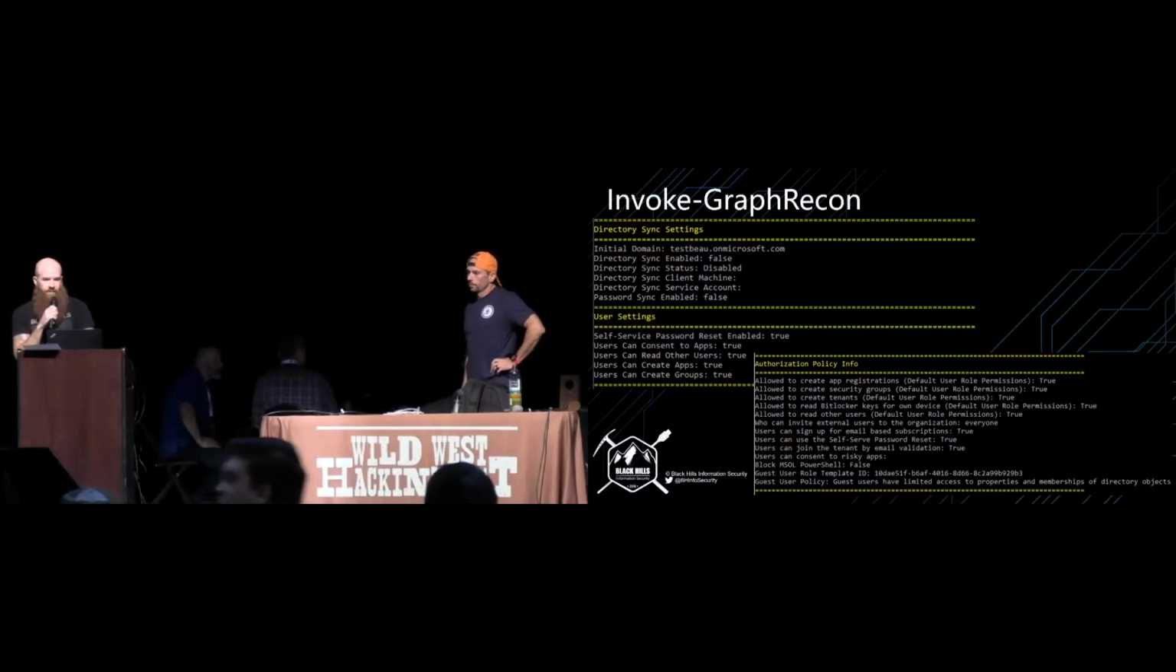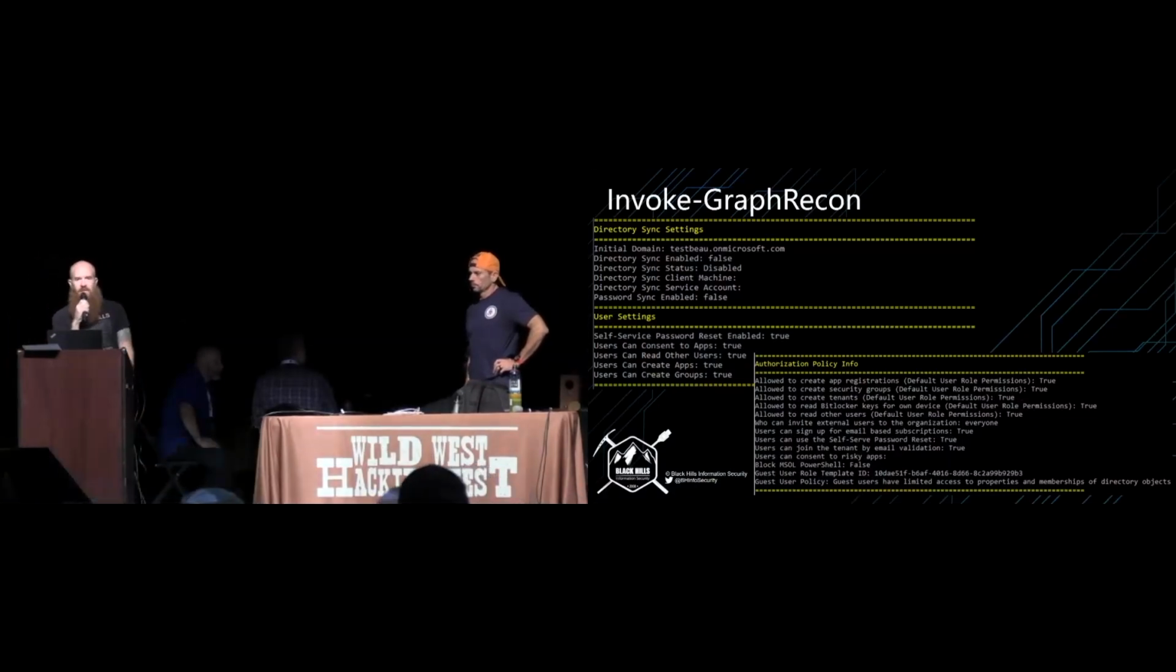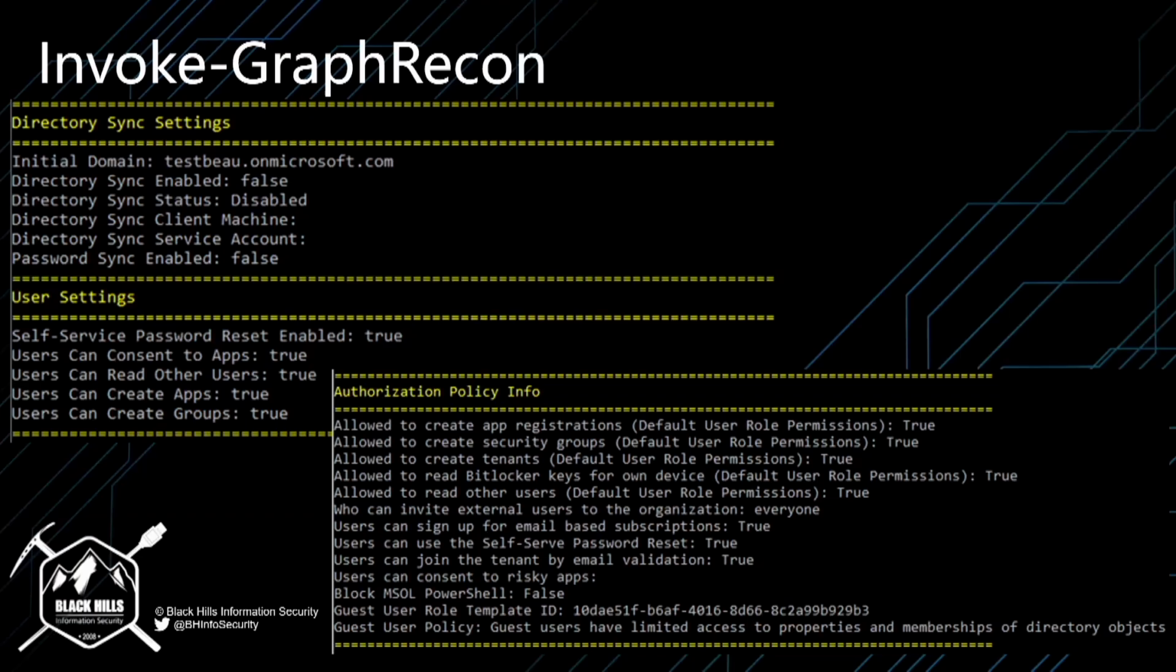All right, so Invoke-GraphRecon. If you've ever used the MSOnline PowerShell module, there's a command called Get-MsolCompanyInformation. This pulls similar information to that, where you get things like the directory settings, things like the authorization policy. Again, this information contains details around things like can users create groups, can you create applications, which we'll dive into why those are important in a sec.